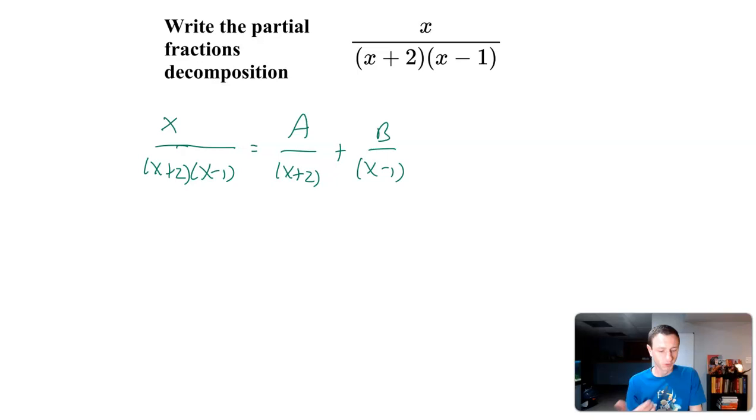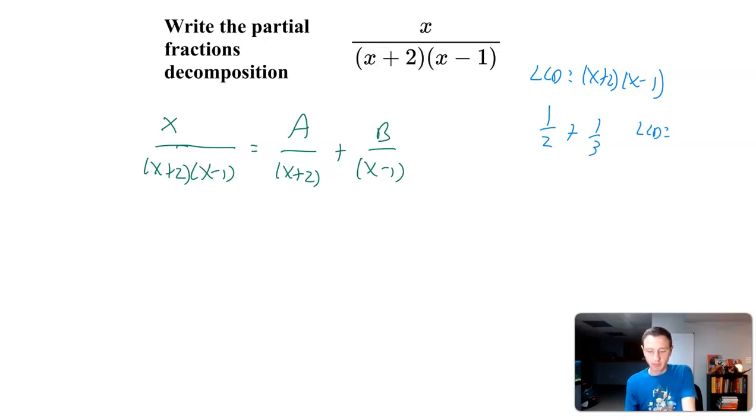So we want to multiply by the LCD, which in this case is going to be (x plus 2) times (x minus 1). Nothing too crazy there, because I have x plus 2 in this denominator and x minus 1 in this denominator, so my LCD would just be those two factors. Just like if I had 1/2 plus 1/3, my LCD would end up being 2 times 3, which is 6. So I'd just be multiplying by 6 there, where here I have just x plus 2 and x minus 1. So I'm going to be multiplying by (x plus 2) times (x minus 1). I'm going to do that to both sides. And here's what's going to happen.